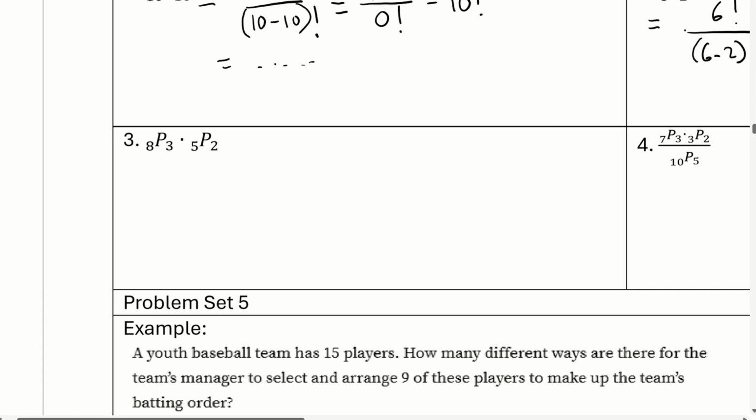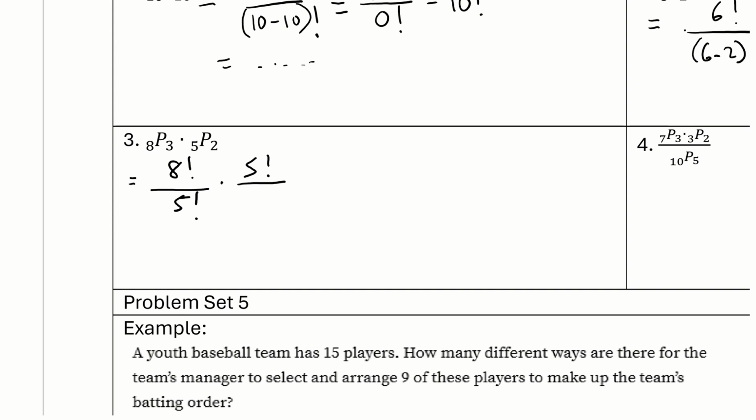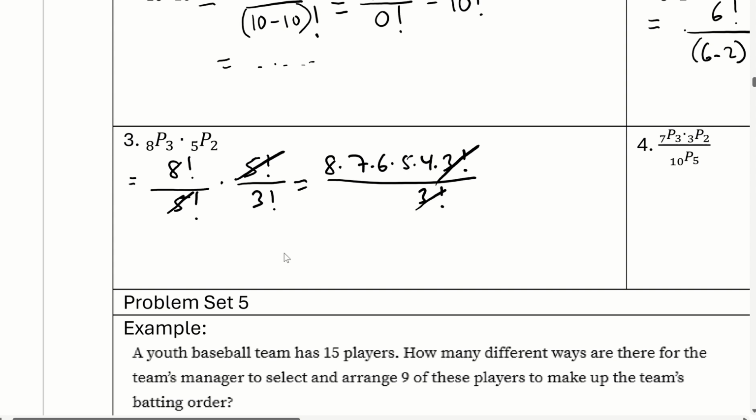All right, so number 3, we got 8 factorial divided by 5 factorial for the first one. For the second one, we got 5 factorial divided by 3 factorial, 5 minus 2. Okay, and notice that these factorials cancel out, so it works out very nicely. And then this 8 factorial, we can do 8 times 7 times 6 times 5 times 4 all the way to 3 factorial. That way the 3 factorials can cancel. So we just end up having 8 times 7 times 6 times 5 times 4.